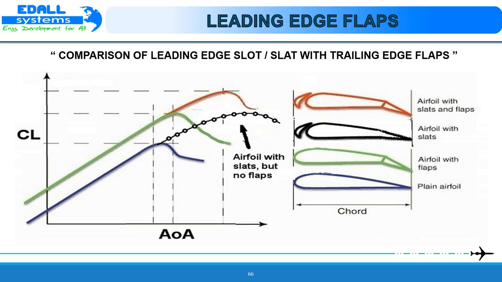And now when we see the airfoil with slats and flap, which is the orange color, it performs equally with airfoil with flaps. But due to the presence of slat, its performance increases further with increase in angle of attack, and then stalling takes place. So hence we use airfoil with slats and flaps for a better performance.